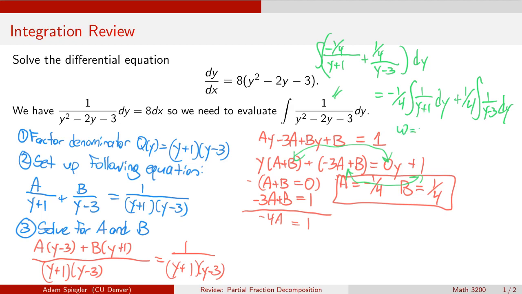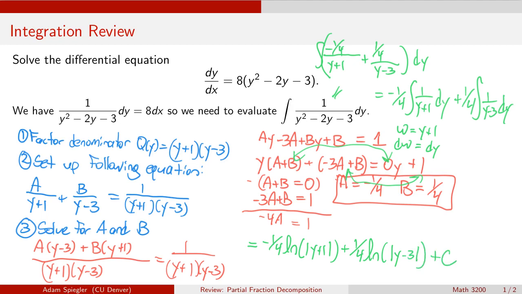I will skip most of the details, but you could integrate this one, for example, using substitution with y plus 1. And after doing this substitution and a similar one for the other integral, we would get minus 1/4 times the natural log of the absolute value of y plus 1, plus 1/4 times the natural log of the absolute value of y minus 3. And if we were just solving this integral, then we could have a plus c over here.